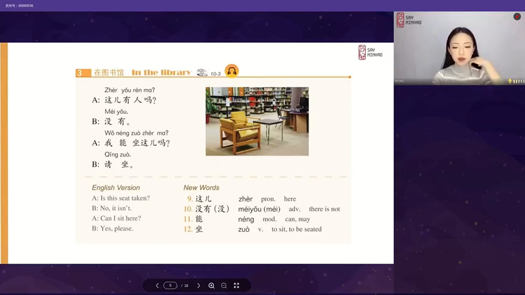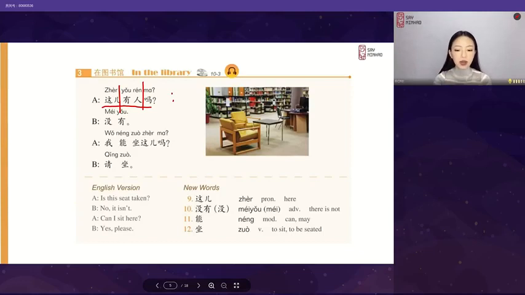这儿有人吗? 没有。 我能坐这儿吗? 请坐。 Okay, this text is really easy. First, it is asking about, is there anyone? Which means, is this seat taken? Can I sit here? 这儿有人吗?